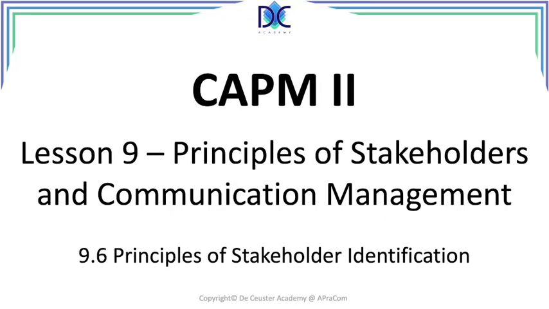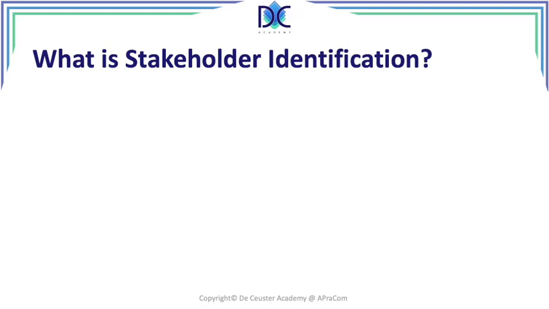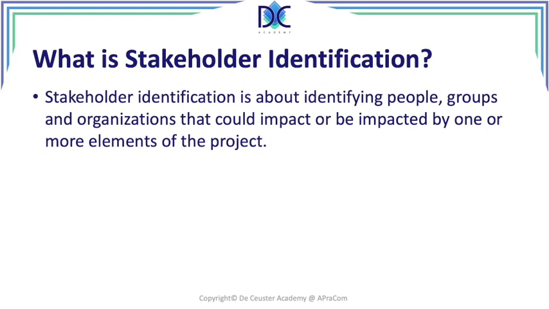So let's have a look at it. First of all, what is stakeholder identification? What is it about? We try to find people, groups, organizations that could have an impact or be impacted by one or more elements of the project. So when we have these different goals of the project, we have to see who will be impacted by them, who would be interested in the project, and elements like that. And it's very important to identify those people or organizations.